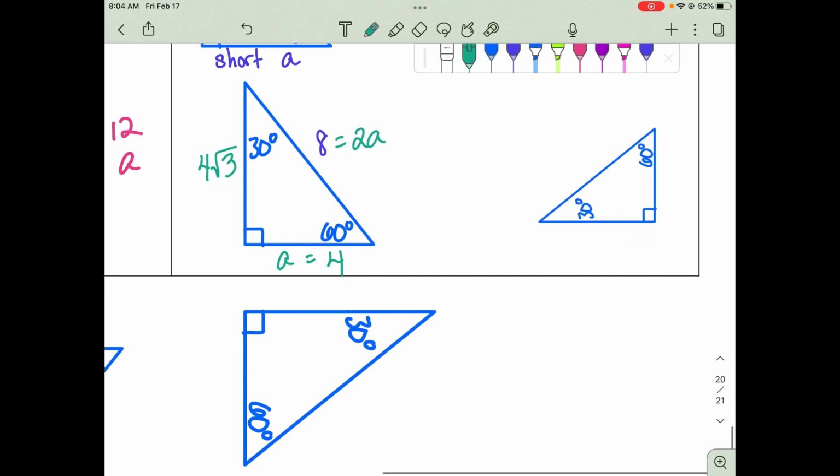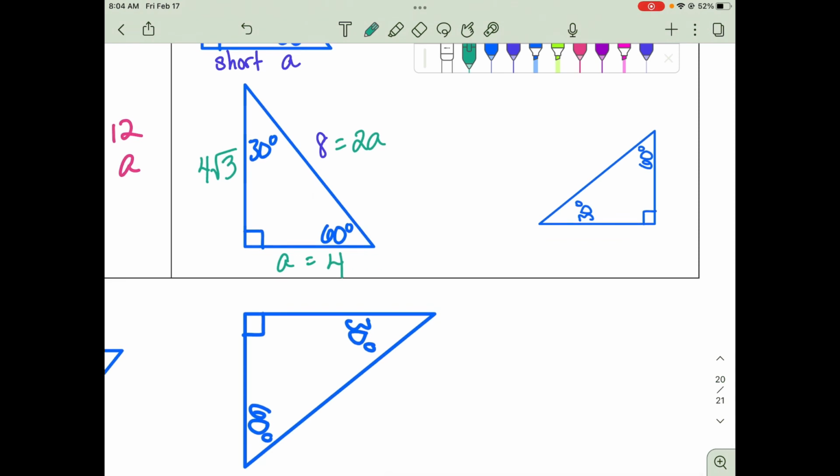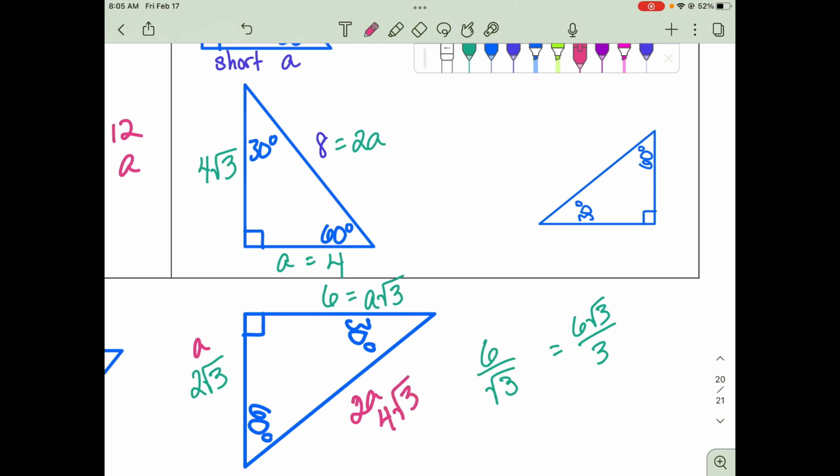So now let's say that we were given the long leg as 6. So if 6 is equal to a root 3, then we would divide both sides by root 3. And we would do 6 divided by root 3. Then we would get 6 root 3 over 3. So we would get 2 root 3 for the short leg. And then how do we get from the short leg to the hypotenuse? Well, if this is a, and this was a root 3, we've got 2a. And so 2 root 3 times 2 is 4 root 3.